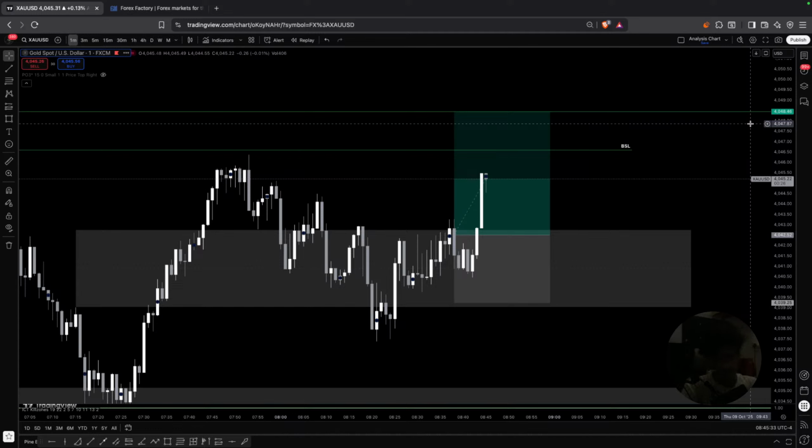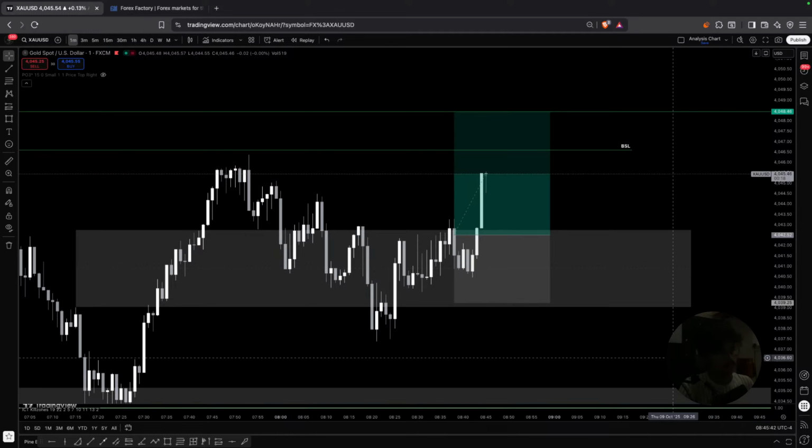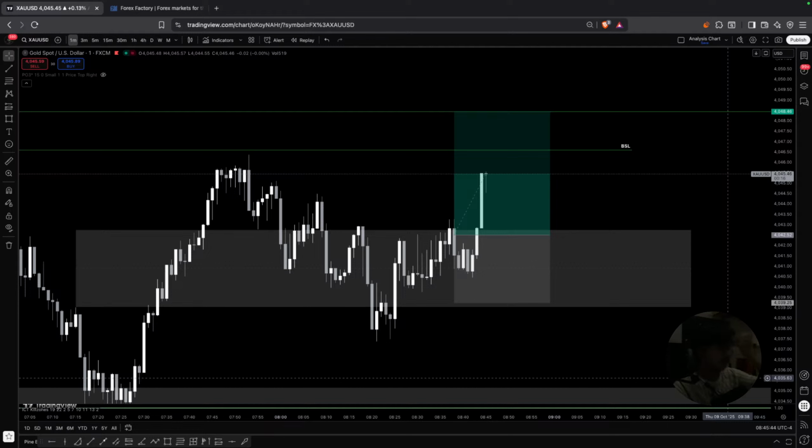It means there's one thing that I'm doing now. I'm taking trades without market structure shift. If I take trades with the market structure shift, I will be more efficient on my trades. Let's watch.